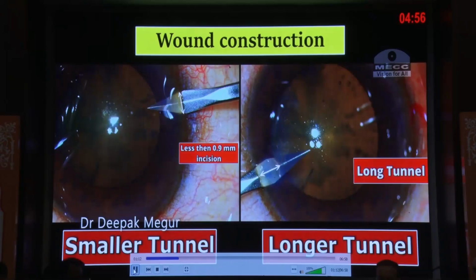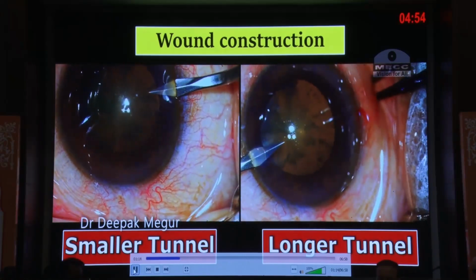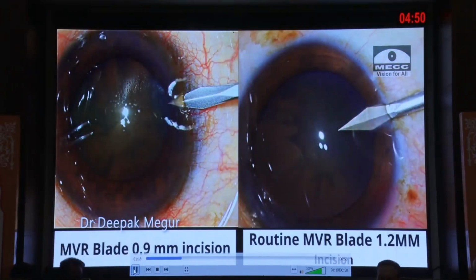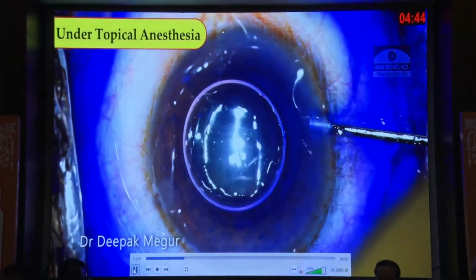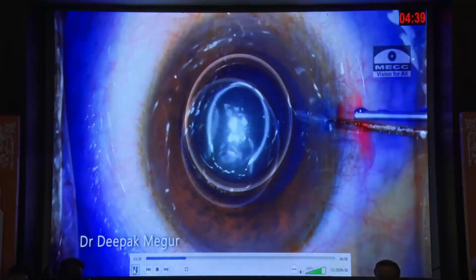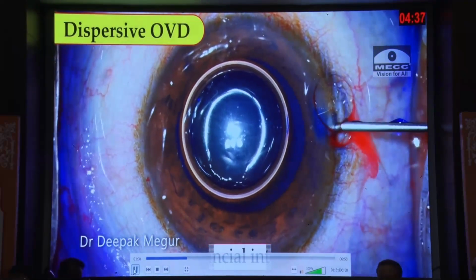Try to have a longer tunnel and smaller incisions, including the side ports. They should not be more than 0.9 millimeter, and try to have a long tunnel. Maybe an angled MVR blade with a very small diameter opening. And don't try to overfill the chamber with any fluid at any stage of the surgery.